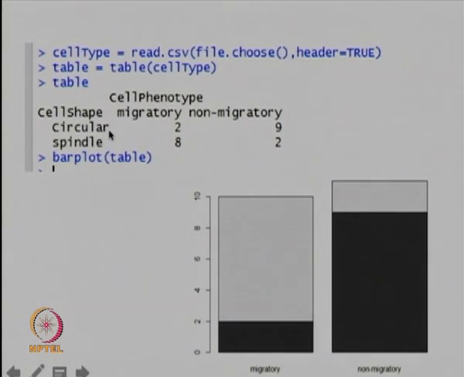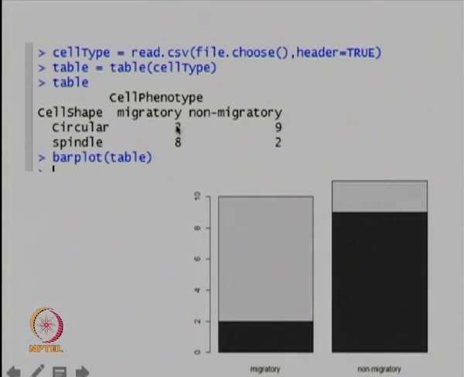What you see is that of the circular cells, 2 are migratory and 9 are non migratory, and in case of spindle shapes 8 of them are migratory and 2 of them are non migratory. So this data conveys the point that a greater proportion of cells which migrate are spindle in shape, and a greater proportion of cells which are non migratory are circular in shape.